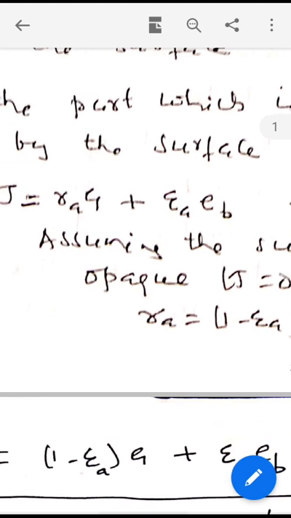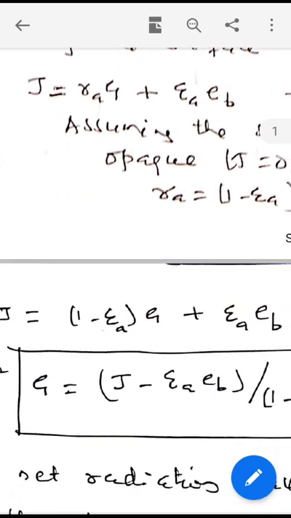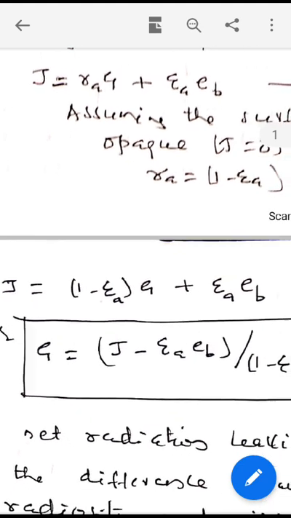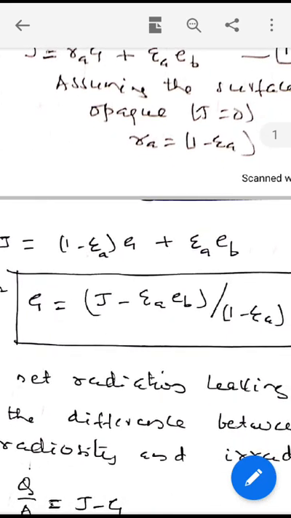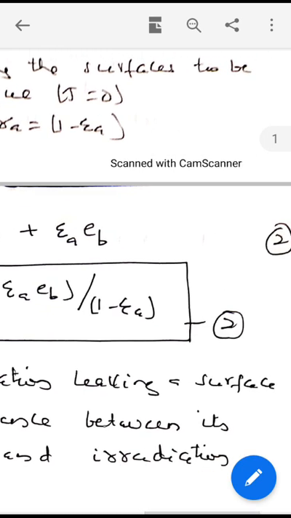Substituting the value of R_A equal to 1 minus epsilon_A in equation 1, we will get J equal to (1 minus epsilon_A) G plus epsilon_A E_b, which gives G equal to (J minus epsilon_A E_b) divided by (1 minus epsilon_A). This is equation number 2.